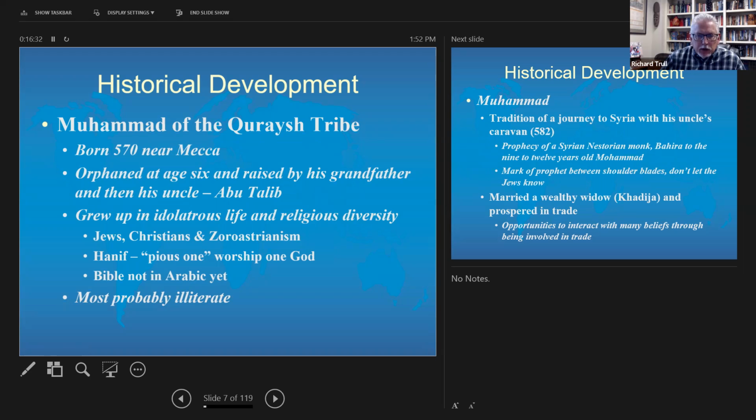Well, now we're going to look at the rise of Islam. And so the rise of Islam, of course, comes with Muhammad coming on the scene. Muhammad was of the Quraysh tribe, though Saudi Arabia at that time was made up of a number of different tribes. But the Quraysh tribe is the one that Muhammad came from. He was born in 570 near Mecca. He was orphaned at age 6 and raised actually by his grandfather and then his uncle Abu Talib, who we'll see enters into a lot of the beginnings of Islam.